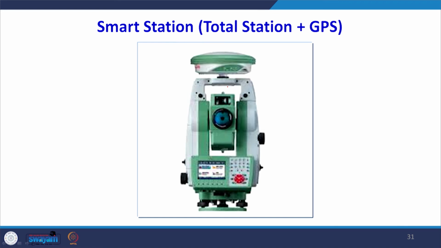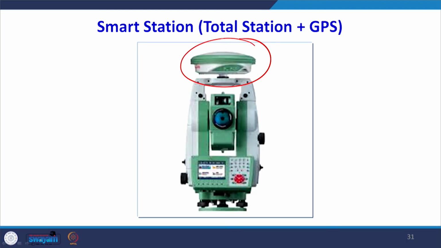So, the total station mainly works when there is a horizontal clearance, works very well, and then you can get the coordinates also from this device. But if you do not have horizontal clearance, and if you have vertical clearance when you are working out, then the vertical clearance you can use the GPS device very well. So, there is a combination nowadays, the combination of GPS and total station. Instead of carrying two equipment, we are taking one single equipment, and this is called a smart station.